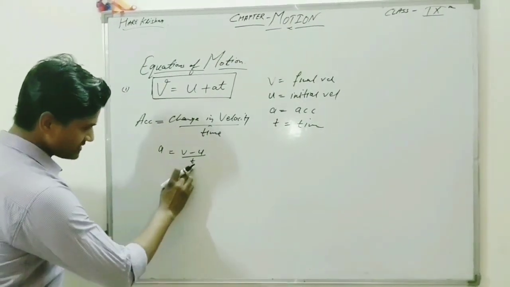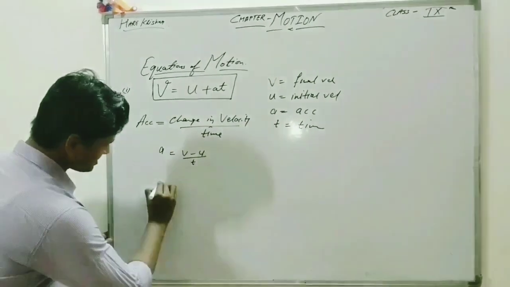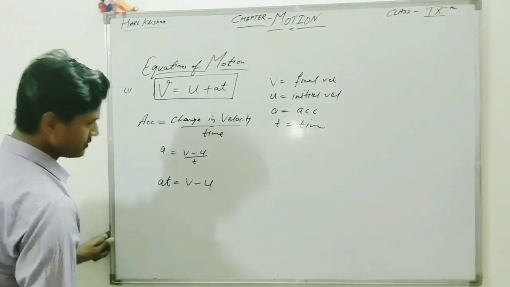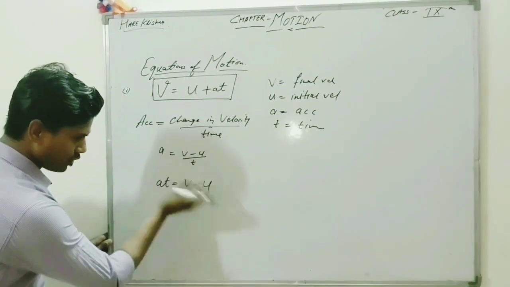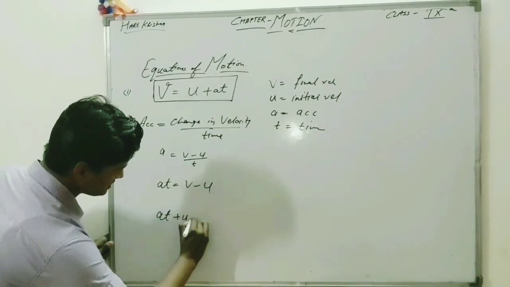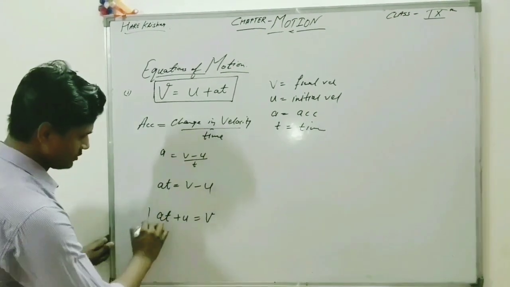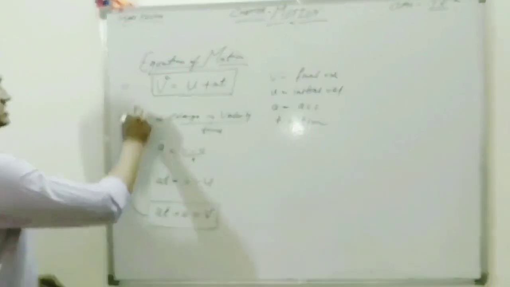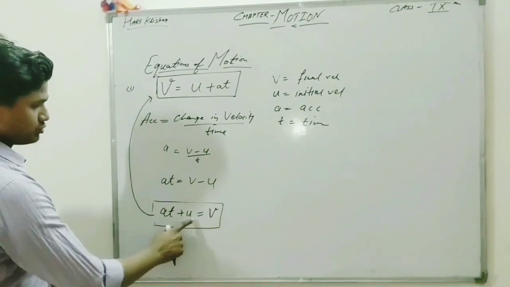If this T is multiplied by A, we get AT is equal to V minus U, and if I take this minus U on this side, we get AT plus U is equal to V. If you observe it carefully, you can see that it is our first equation of motion. V is equal to U plus AT.